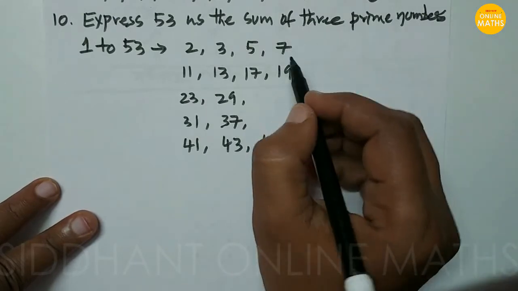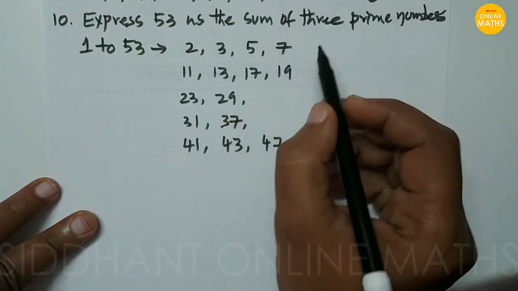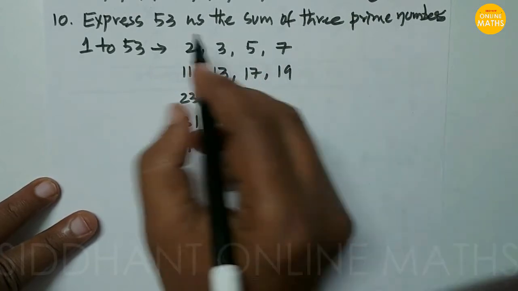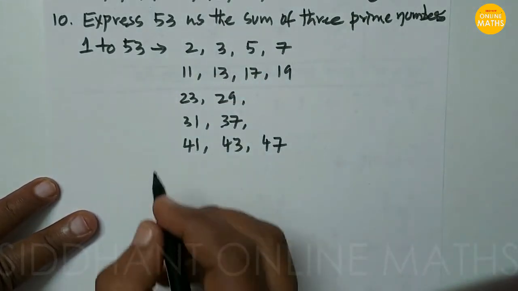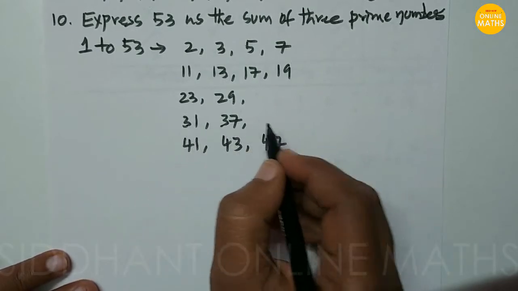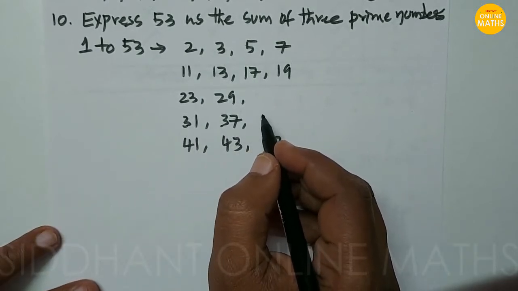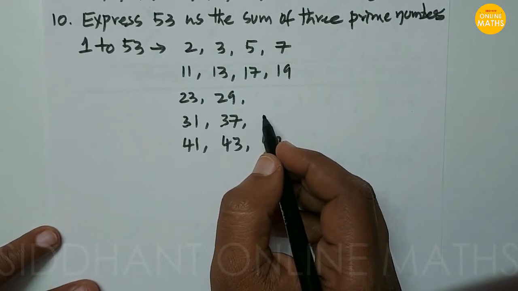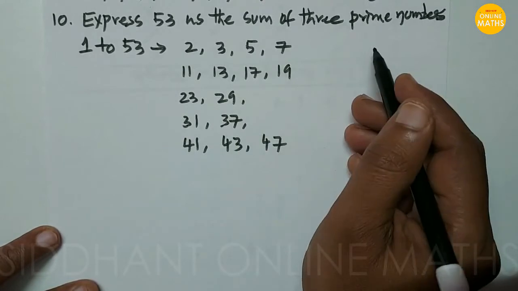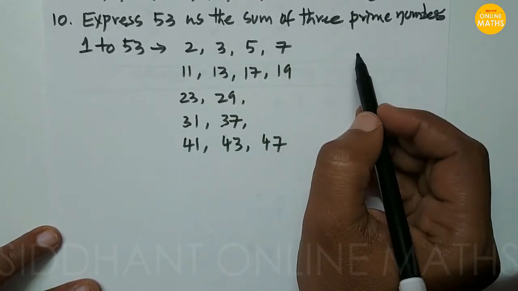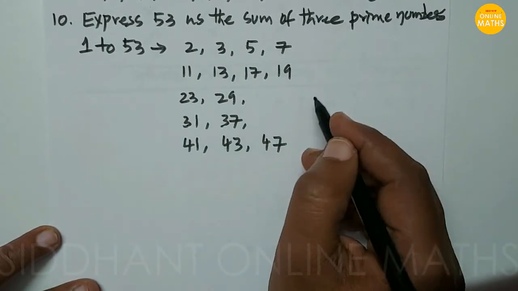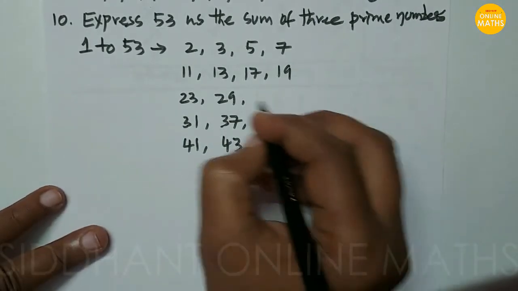And they said to select any 3 prime numbers here so that the sum of the 3 numbers should be 53. There is no condition like it should be repeated or not repeated. They didn't say anything about that point, so we are going to repeat if possible. So we will check the numbers here.